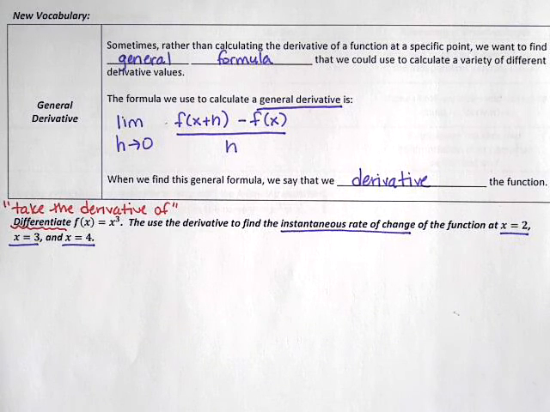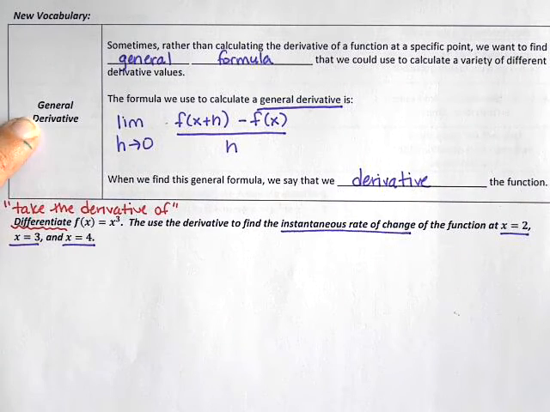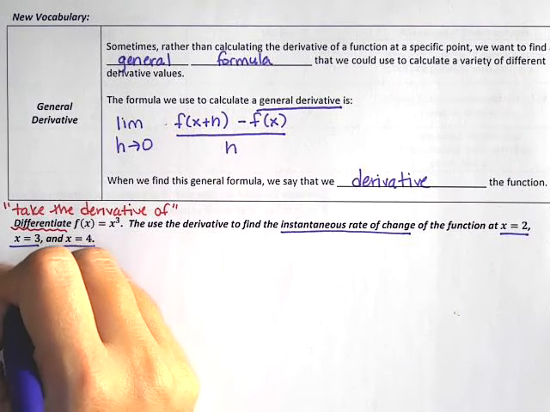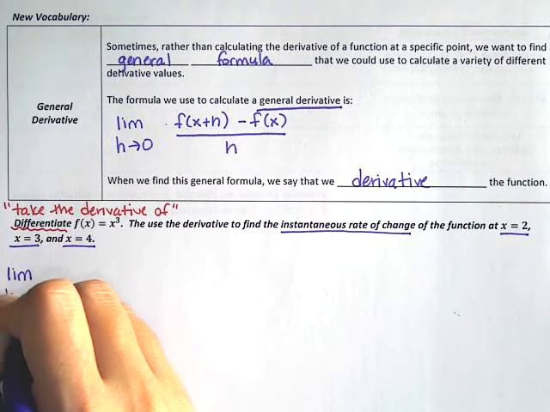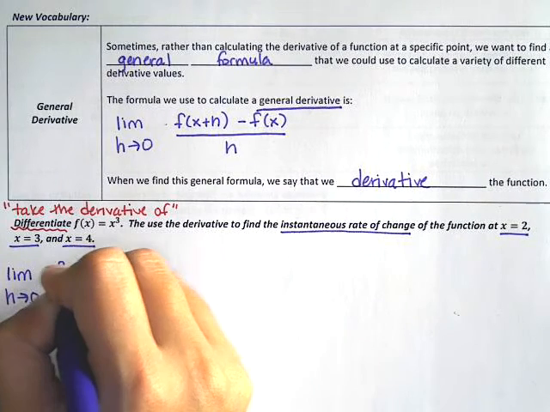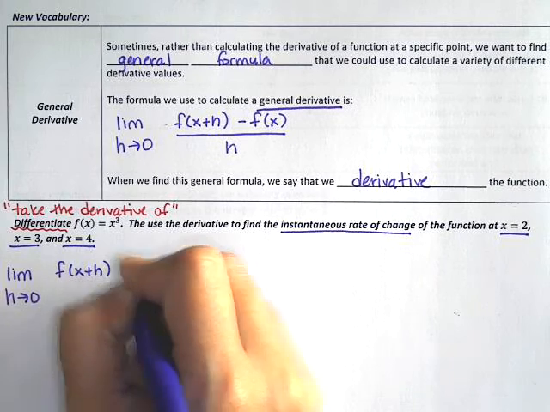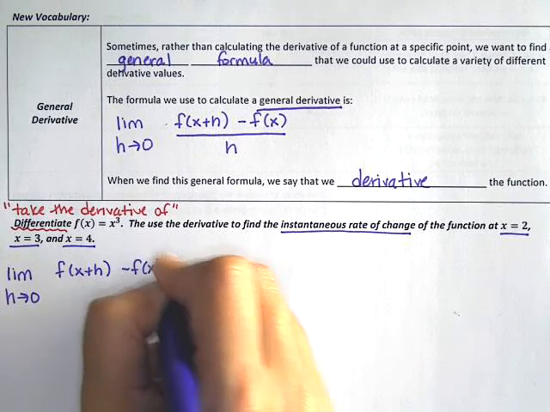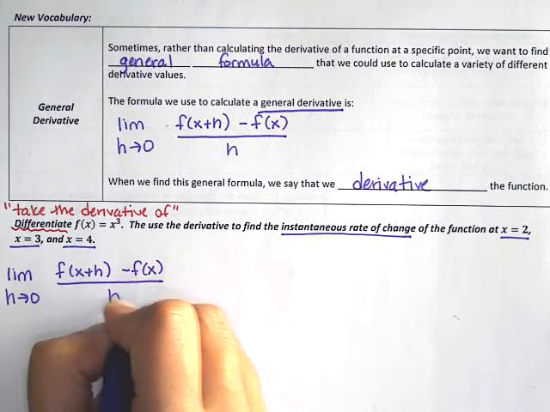So this particular method is really good for if you want to find a general function. The other method is really good for if you want to find a specific number. All right, so to find this limit, we know we need to use the formula, the limit as h approaches 0 of f of x plus h minus f of x all over h.